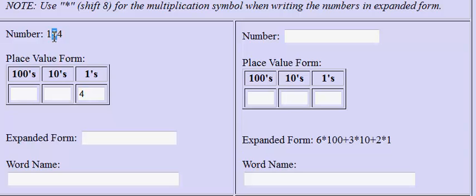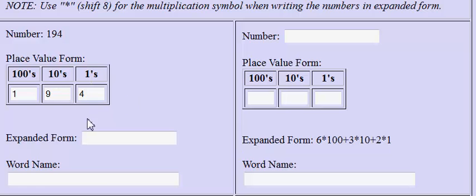The 9 is in the tens place, so I'm going to select this answer box and type 9 to represent that we have 9 tens. Finally, the 1 is in the hundreds place, representing that we have 1 hundred. If you're familiar with base blocks, you could think of this as we have 1 flat, 9 rods, and 4 units.